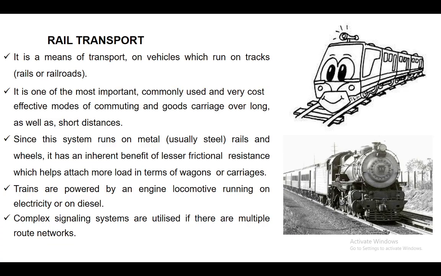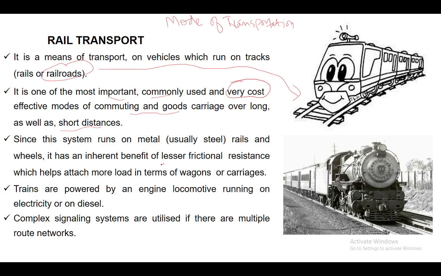So our first topic is about rail transport. Rail transport is a system which runs on a track. Those tracks we can call rails or railroad. Rail transport is one of the most important, economical, commonly used and very effective carriages for long distance as well as for short distance. This system runs on metal rails, so it has a lot of frictional resistance.